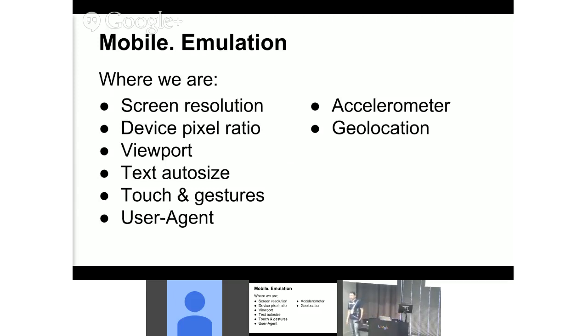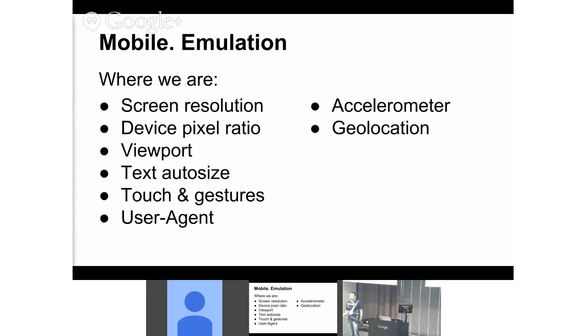The emulation: we can emulate your screen resolution, but screen resolution is not enough. Devices have high DPI. High DPI is a different world. We need to be able to emulate the device scale factor. That's how it's called in Blink, or device pixel ratio. That's what web developers call it. And then there's a viewport.